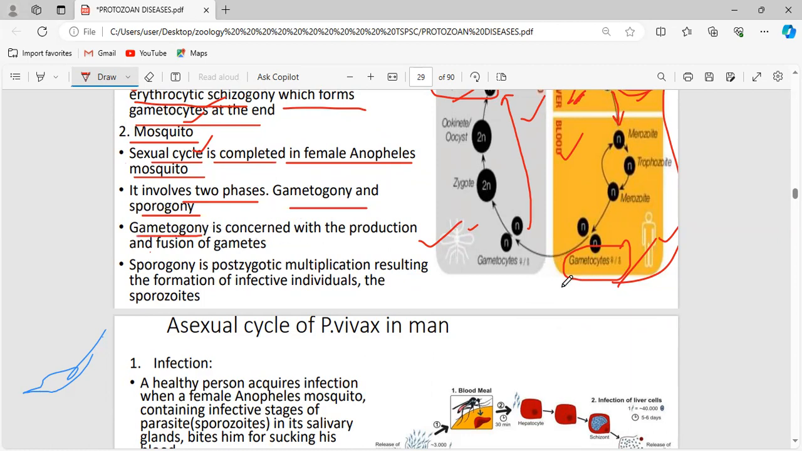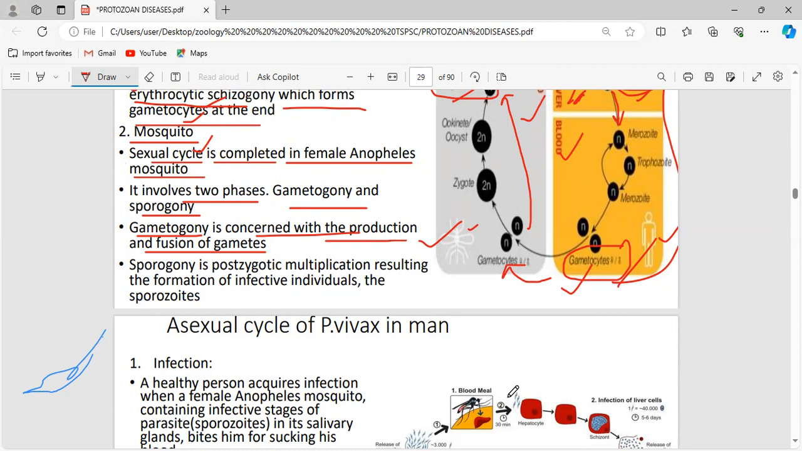Gametogony, here the end product in the blood of the human is gametocytes. The male and female sex cells will be separate. Now these gametocytes will enter into the mosquito. These gametocytes will be concerned with the production and fusion of the gametes.